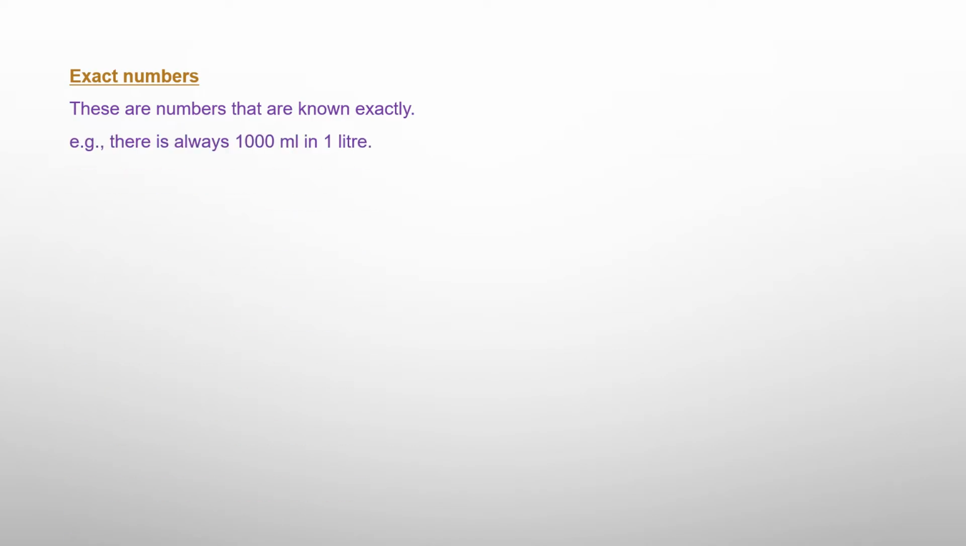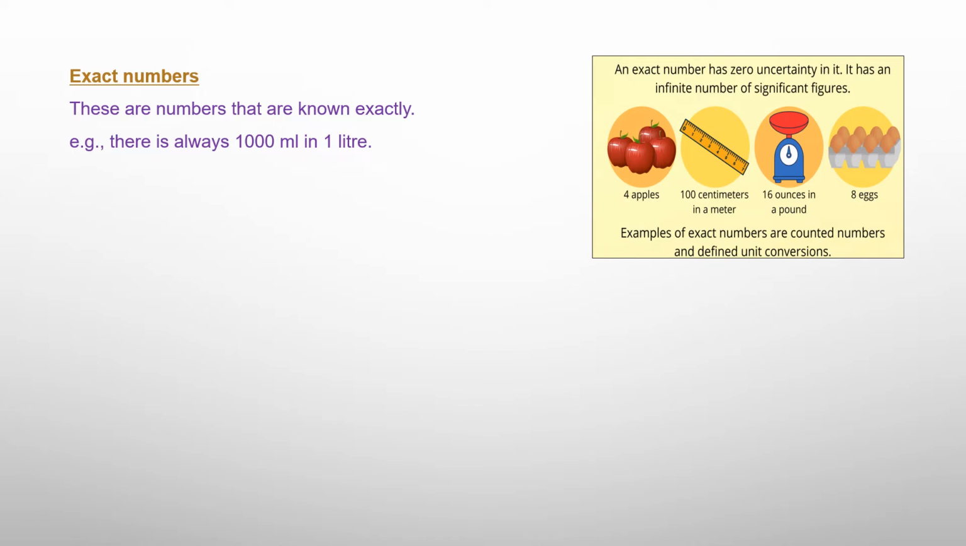So the first word that we need to learn is exact numbers. Exact numbers are those numbers which are known exactly. Like for example, when we have to count the number of apples or the number of eggs, we can count these items without having a doubt. So these numbers are said to be exact. That means they do not carry any uncertainty in them.